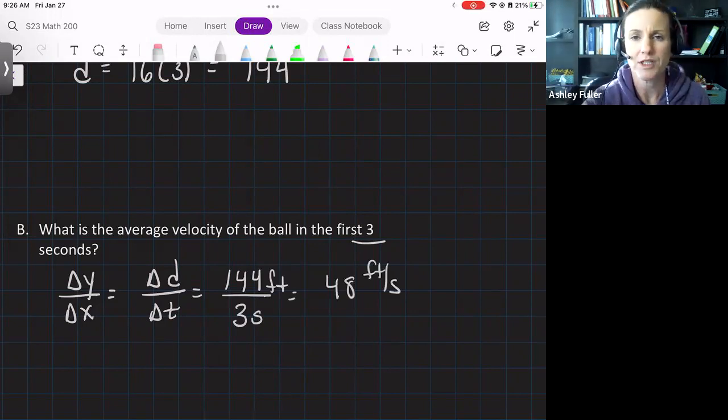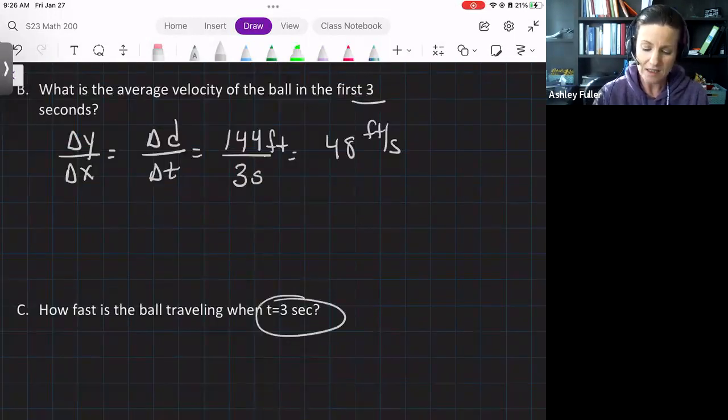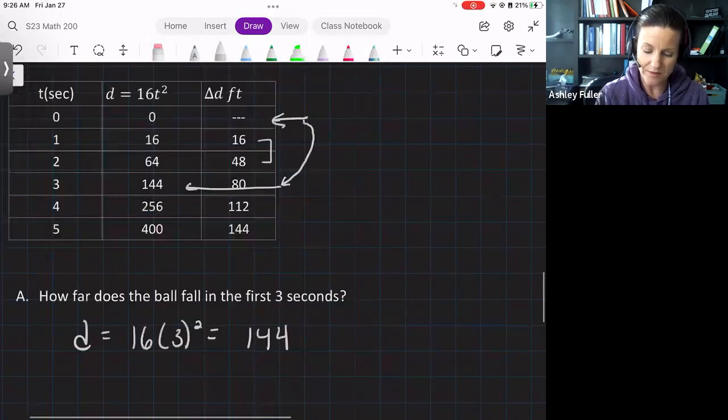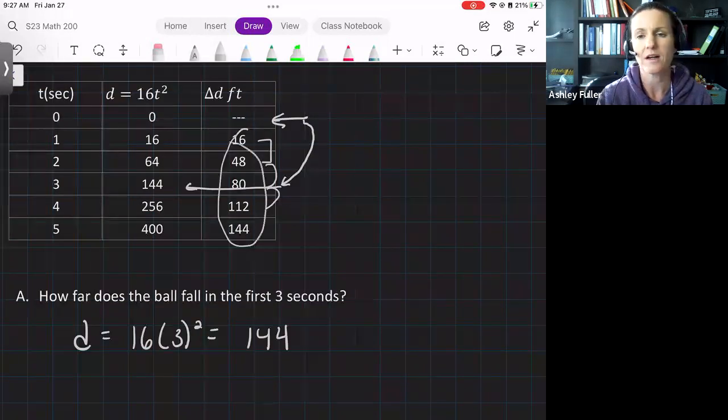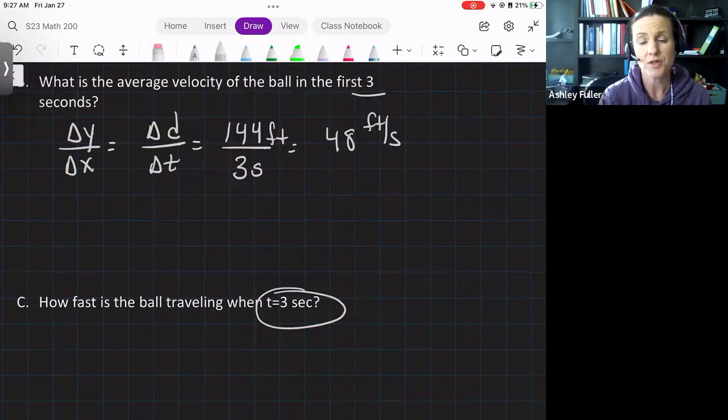A more important question that we may be wishing to ask is, how fast is it traveling at exactly 3 seconds? Clearly, it's falling a little bit further each time. You can notice your change in distance, your delta d, is getting bigger after every second. So what if we wanted to know exactly how fast it's traveling at 3 seconds? Well, the short answer is at this point, we don't know, but in our next section, we're going to create some tools that allow us to figure out instantaneous rate of change versus average rate of change.